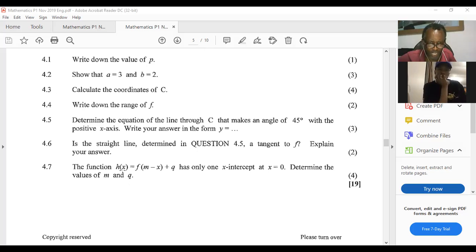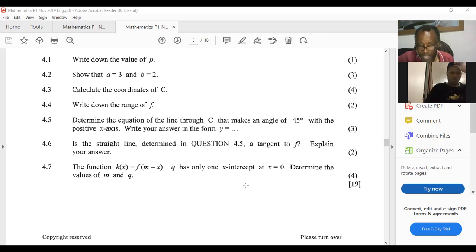Okay, 4.7. The function h at x is equal to f at m minus x, then plus q, has only one x intercept, at x is equal to zero. In order to get the new function, which is h at x, you are going to substitute wherever you see x with m minus x, then plus q.